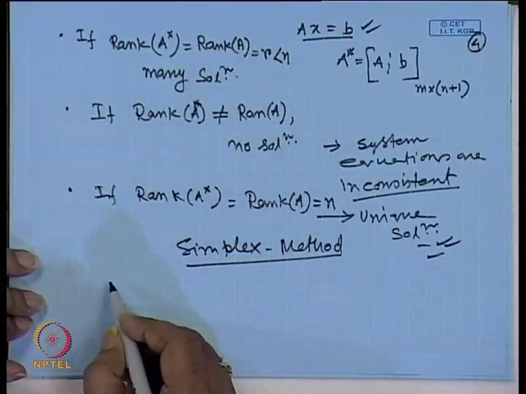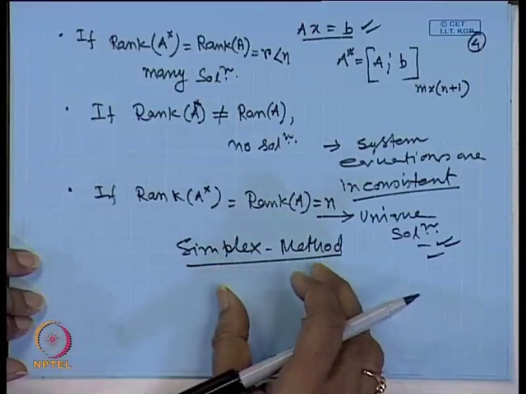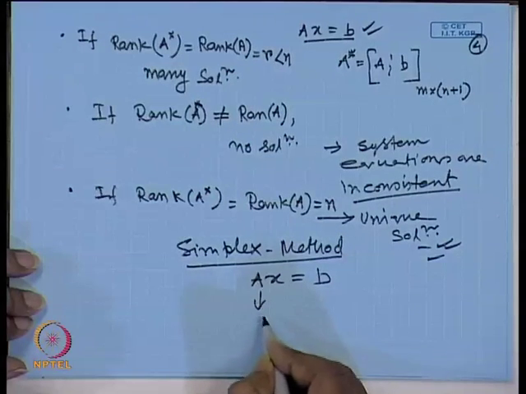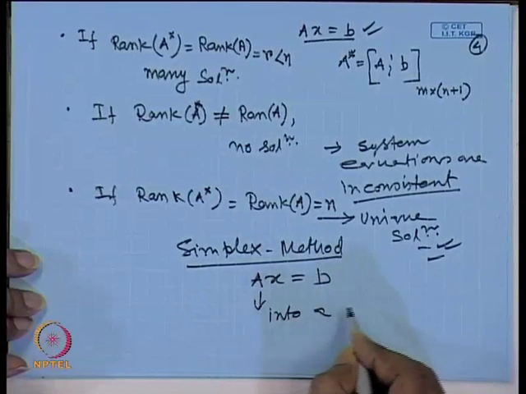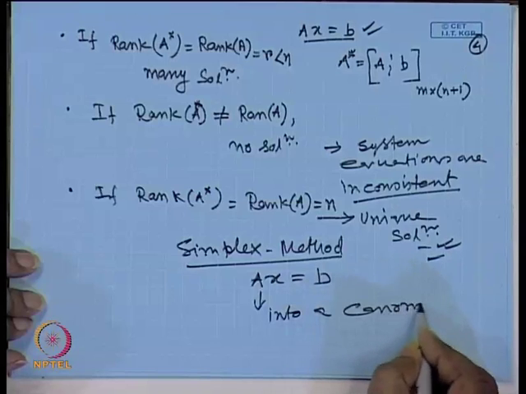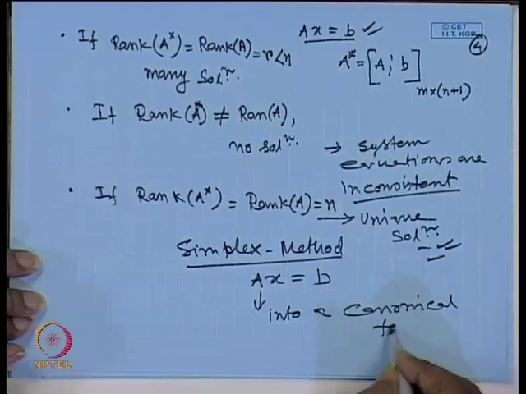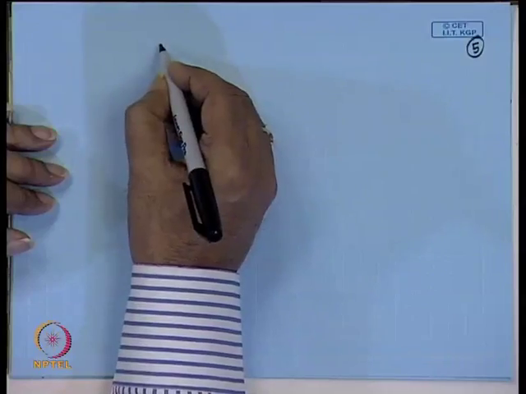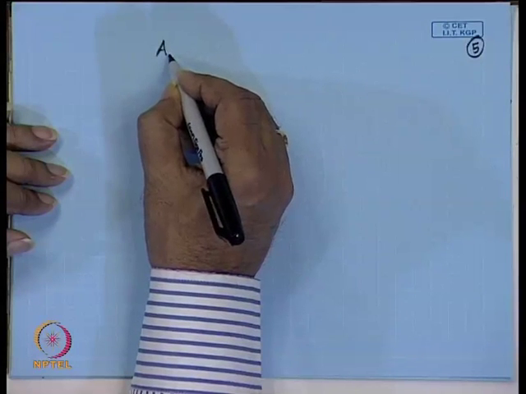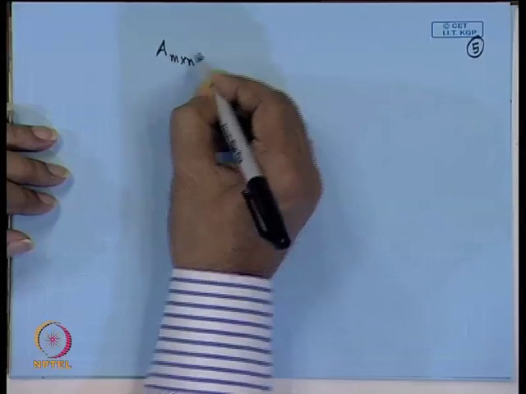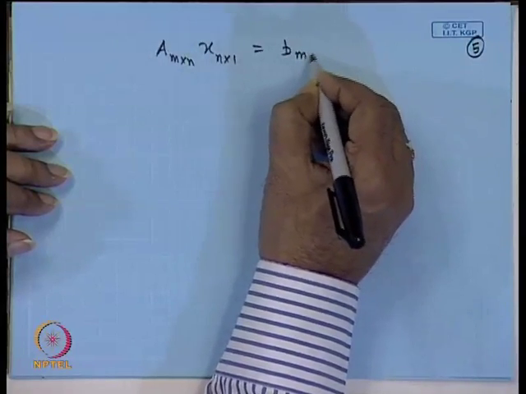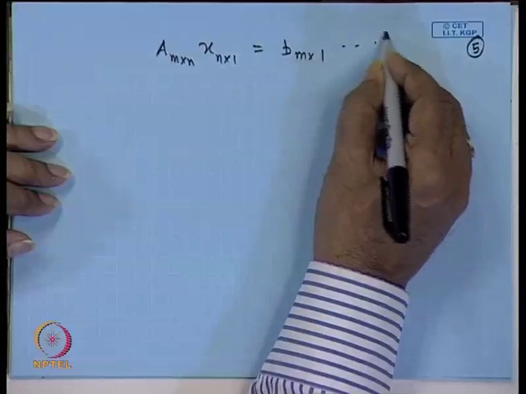So, what you have to do first is convert the system of algebraic equations into a canonical form. What is canonical form? I will just discuss that here. Suppose we have a system Ax equals b, where A is m cross n, x is n cross 1, and b is m cross 1, and it is equation number 1.